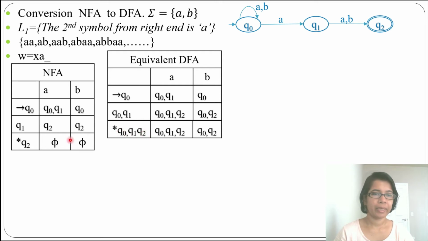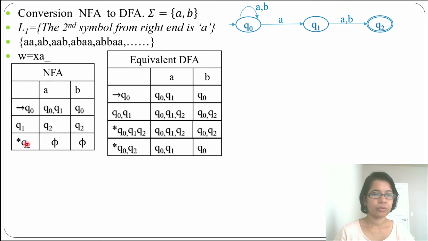From this by A, it will be the union of these three, Q0, Q1, Q2, and here the empty set. The empty set means nothing, so it will be just Q0, Q1, Q2. And by B, this will be the union of these three. It will be Q0, Q2, and the empty set, so it is Q0, Q2. Now for this done, now I'll do for the new state Q0, Q2.